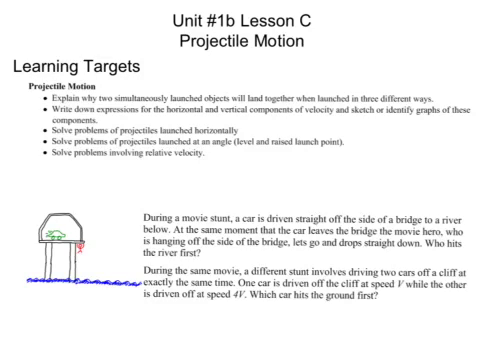Well, here we go on Unit 1B, Lesson C, Projectile Motion. Our learning targets for this lesson will be for you to explain why two simultaneously launched objects will land together when launched in three different ways.